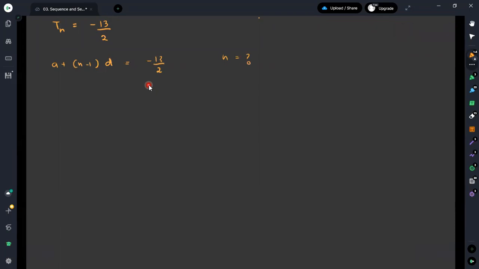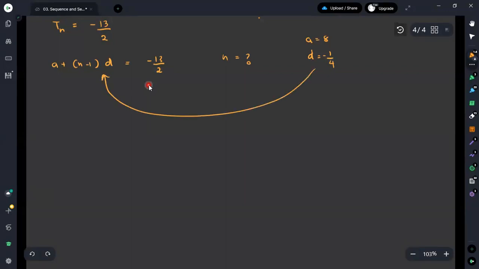Now using the previous calculation, we have identified that A is equal to 8 and we have found that D is equal to minus 1/4. This is what we have identified. D is equal to minus 1/4 and A is equal to 8. Therefore, by substituting these values in this equation, A is equal to 8, then n minus 1 times D, which is minus 1/4, is equal to minus 13 divided by 2.